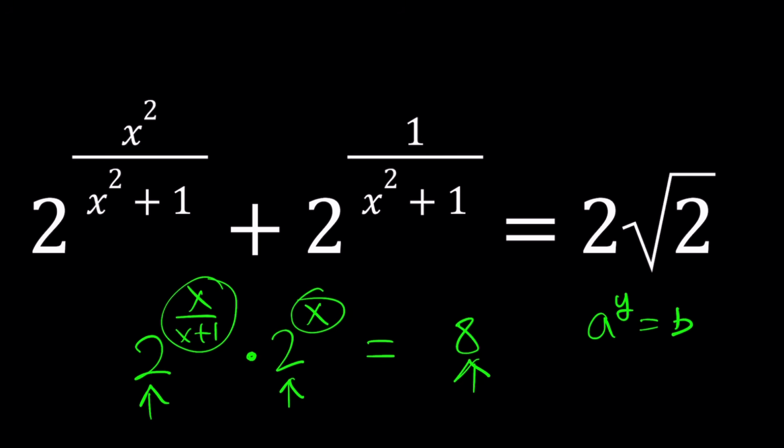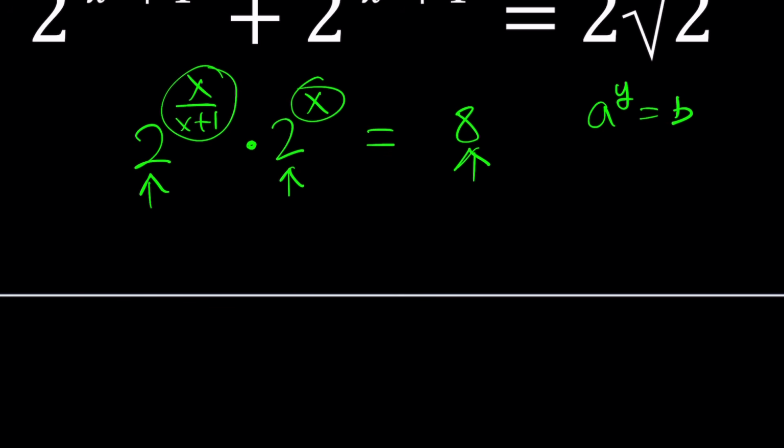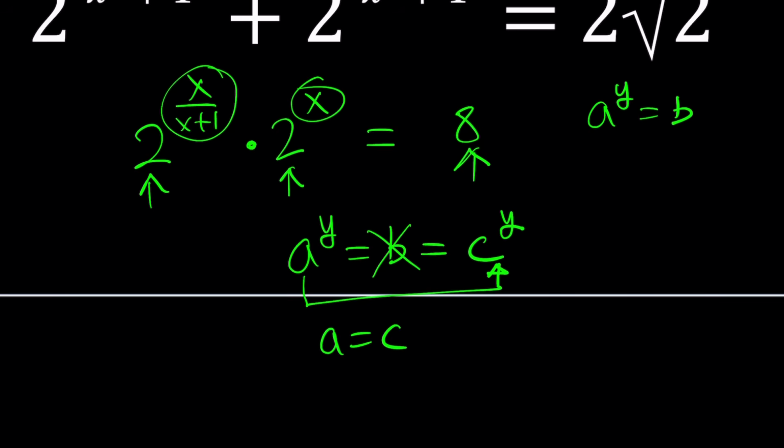And once we get equal sides, like let's say we ended up getting something like a to the power y equals b, which can be written as c to the power y, with the same y being the exponent, then we can totally forget about b and just set these equal to each other and talk about a being equal to c. Why? Because if a is equal to c, then a to the y and c to the y are going to be equal.